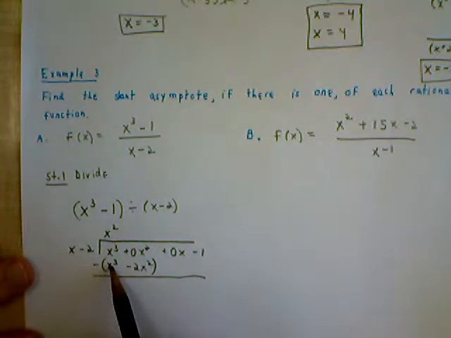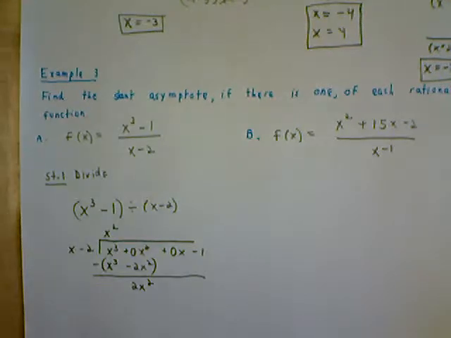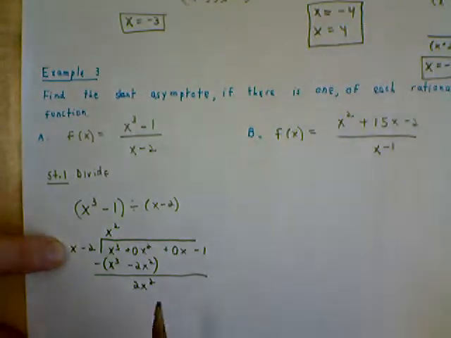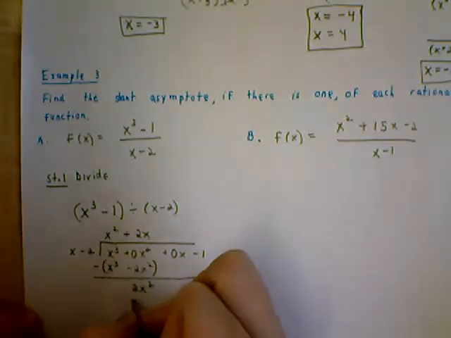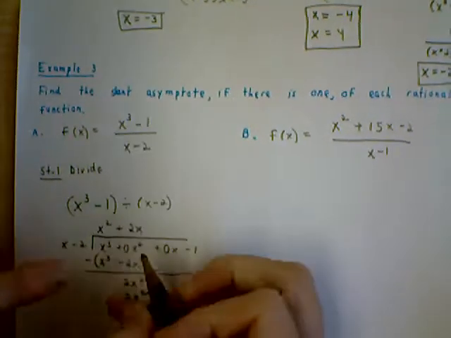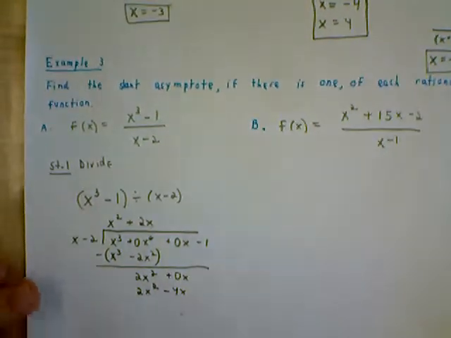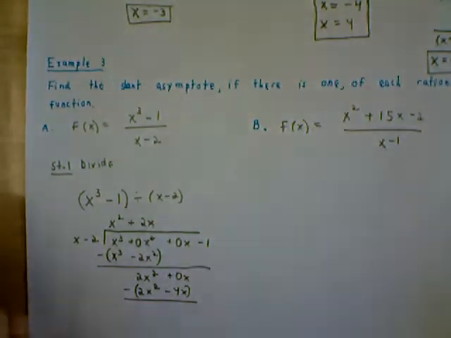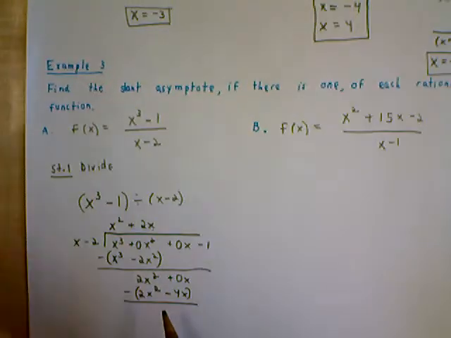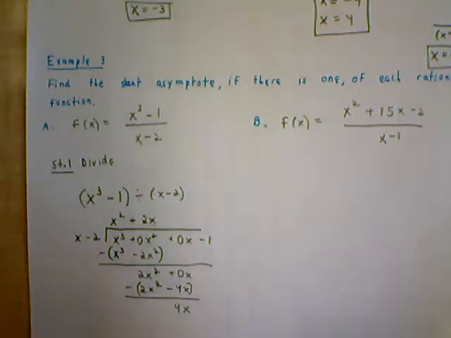x cubed minus x cubed gives you 0. 0 minus negative 2x squared is a positive 2x squared. Now I ask, x times what is 2x squared? Well, that's plus 2x. Multiply it through: 2x times x is 2x squared, minus 4x. Bring down the 0x. Let's go ahead and put parentheses around it and subtract. 2x squared minus 2x squared, 0. 0 minus negative 4x is 4x.